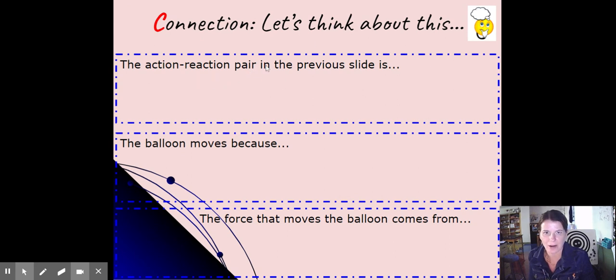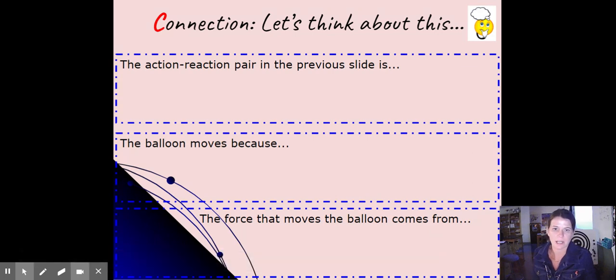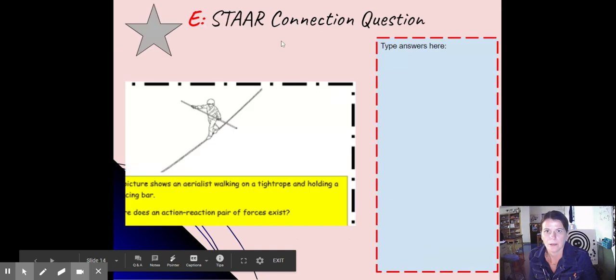Connection, let's think about this. The action-reaction pair in the previous slide is: the action is the air going out of the balloon. The reaction is the balloon going forward. The balloon moves because of an unbalanced force. Unbalanced forces cause motion in objects. The force that moves the balloon comes from the air pushing on the balloon.